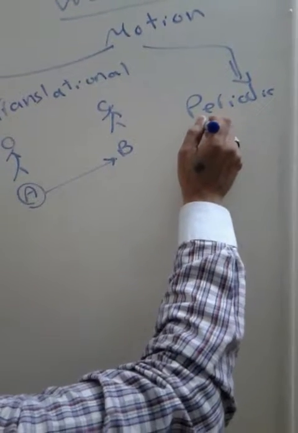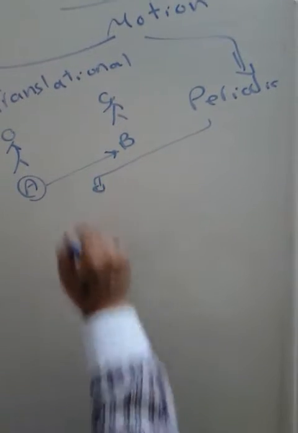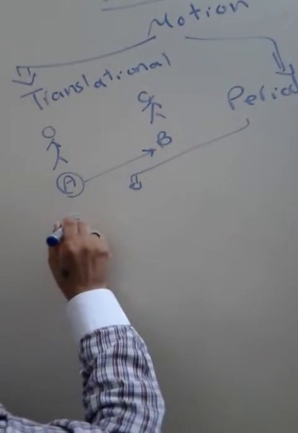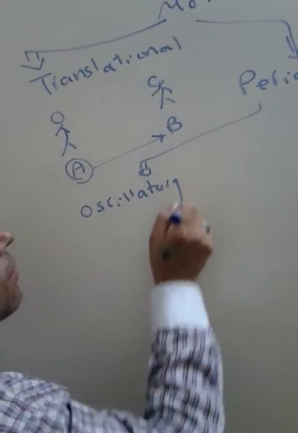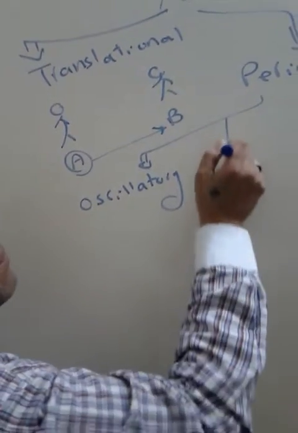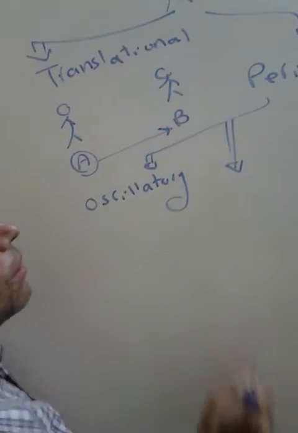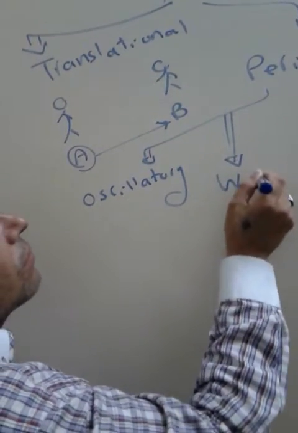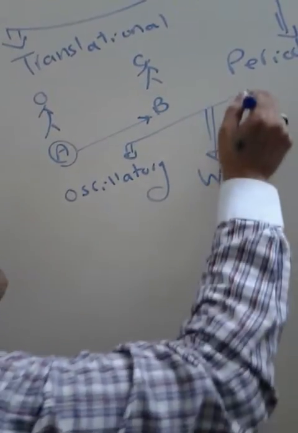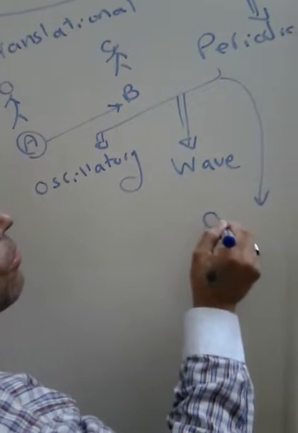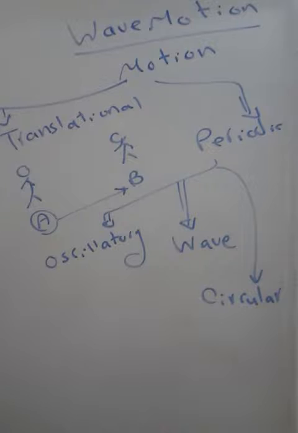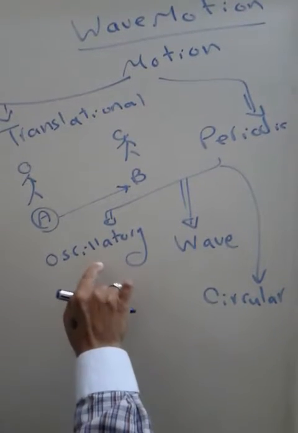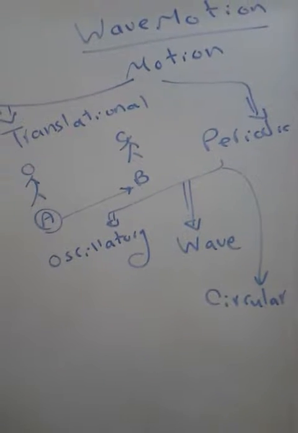Periodic motion can be classified into three types. Number one, oscillatory motion. Second type called wave motion. Number three, circular motion. First of all, we will study oscillatory motion in more detail.